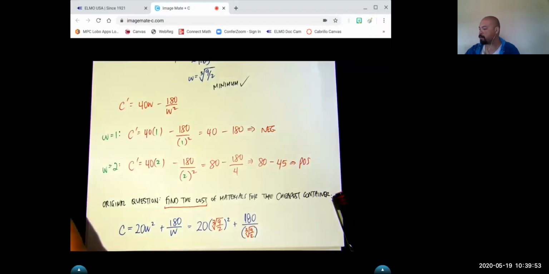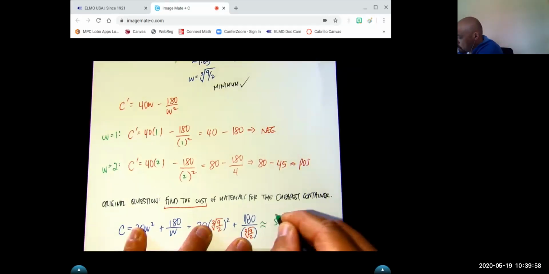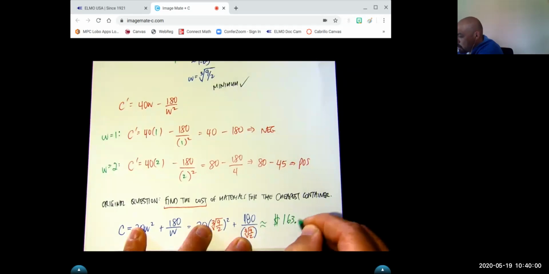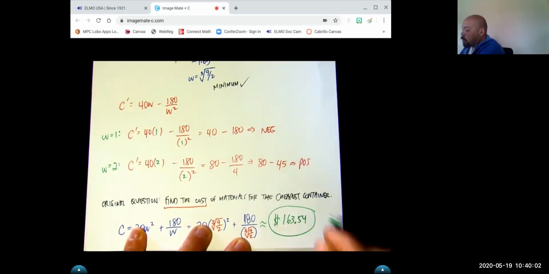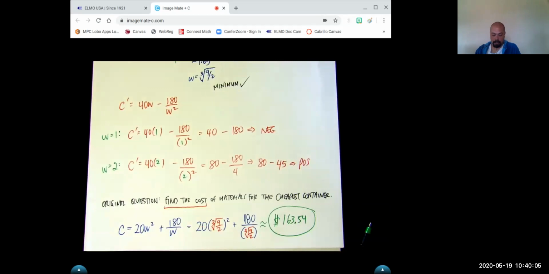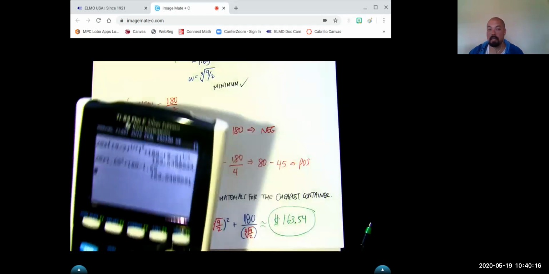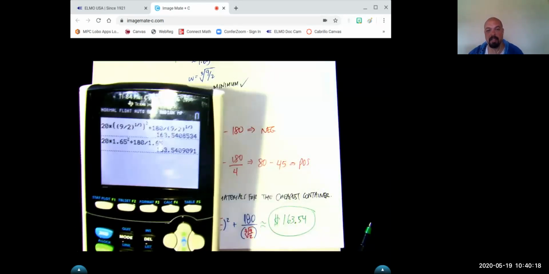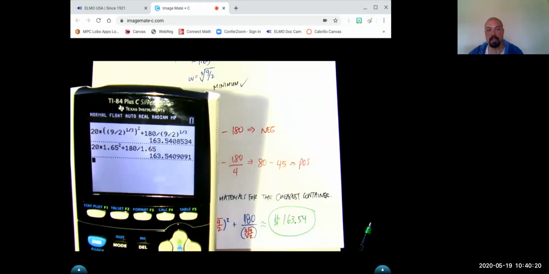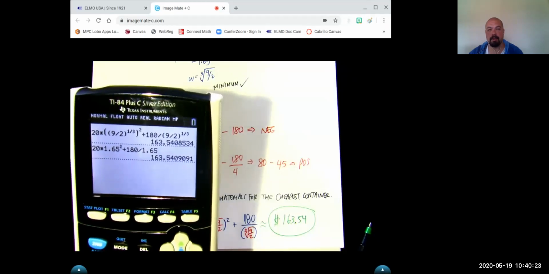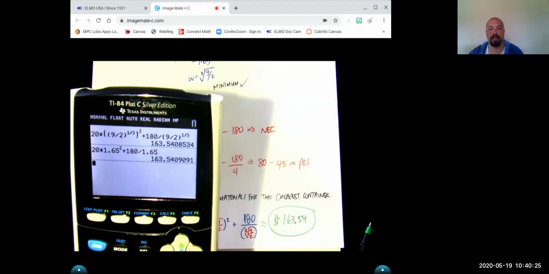Okay. So that's going to be as cheap as we can build that container. All right, and there we go, pretty much spot on. If I use that 1.65 to round, that cube root of 9/2, right? It comes out the same up to 3 decimal places, which is nice.